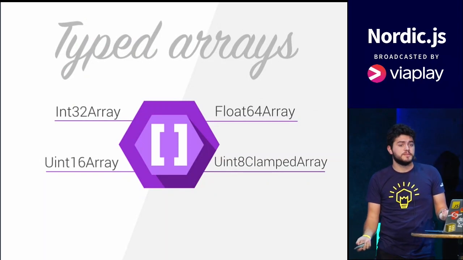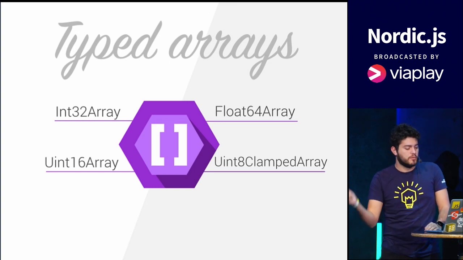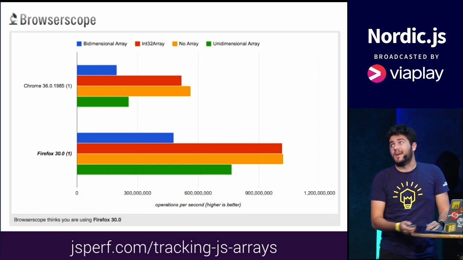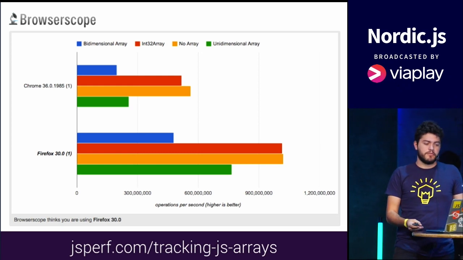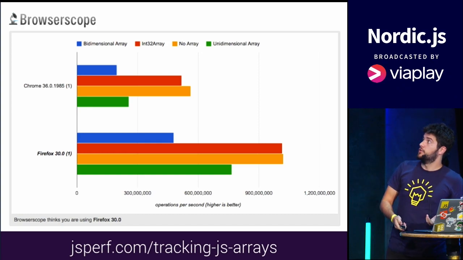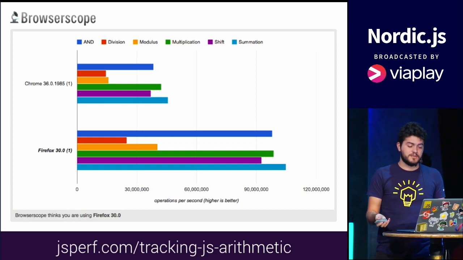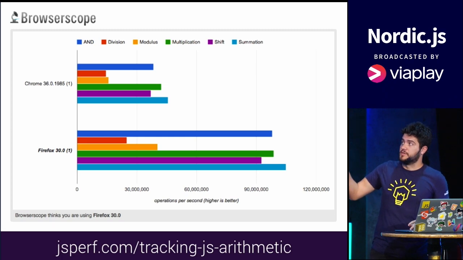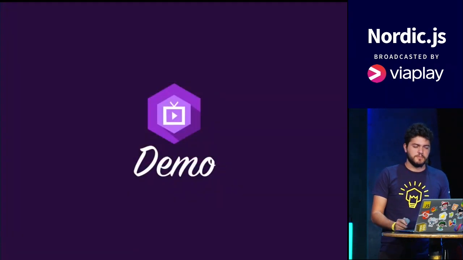I learned about typed arrays. I never used them before. Like int32 array, float 64, and I learned how they could be faster and more performant. So what is the difference of having a bidimensional array, or not using an array at all, or using an int32 array? Even in math operations, there's a lot of performance difference. Like, should I use sum or should I use multiplication? Sometimes you need to choose between those things.